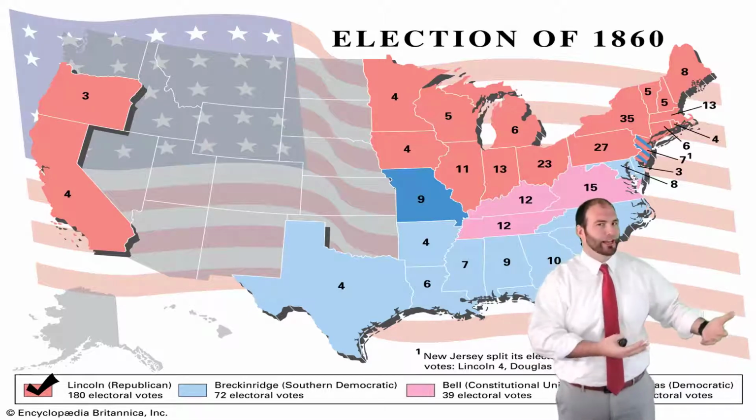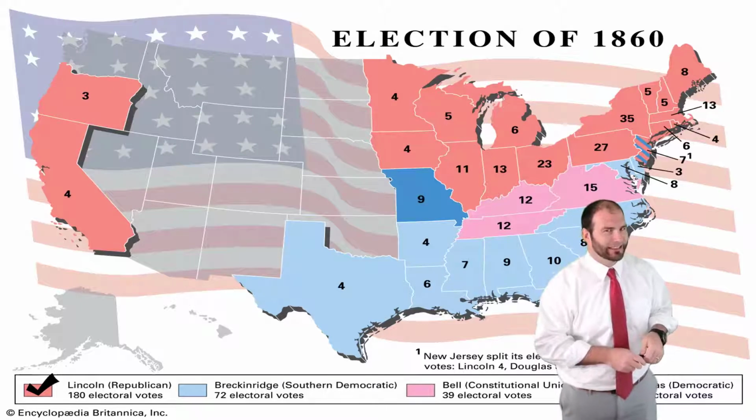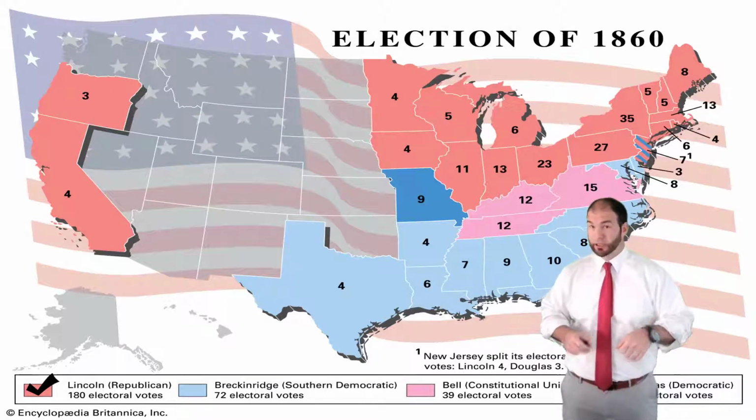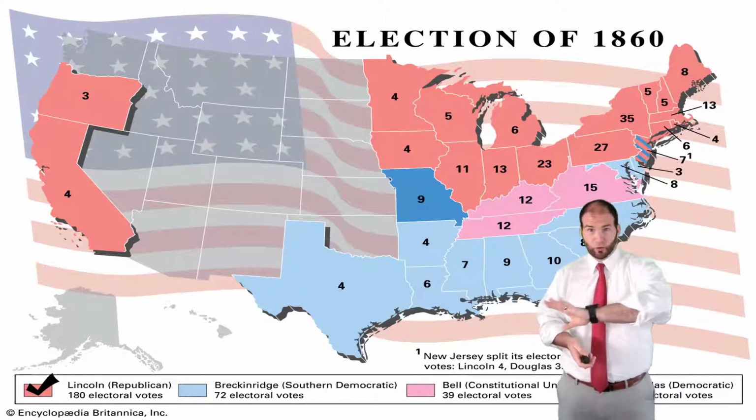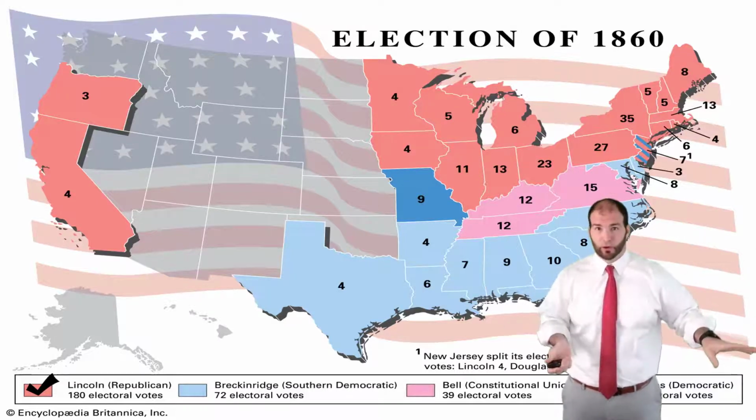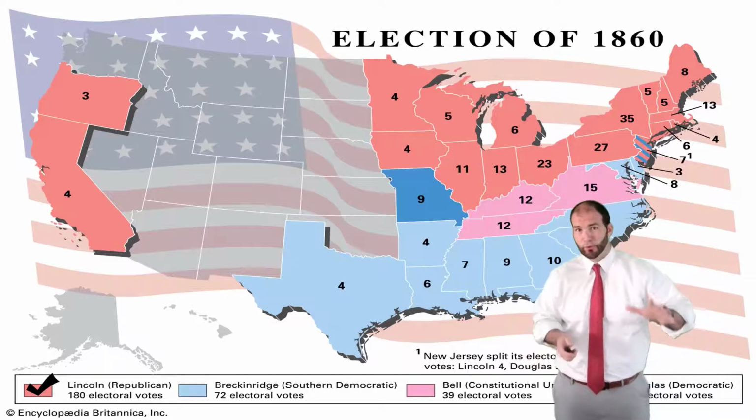Some people are starting to say maybe a federal government can tell a state what to do. And the states in the South that support slavery, they're like, absolutely not. That is way too much power in a federal government. And they absolutely don't want that.